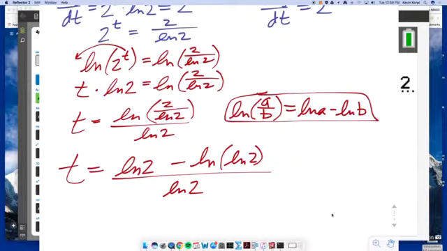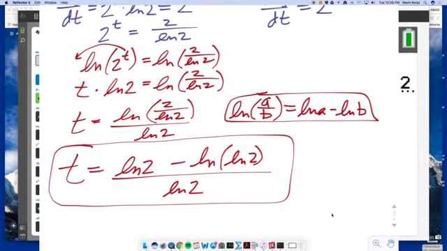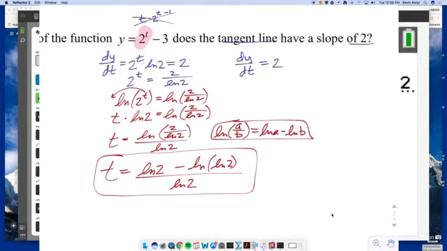And again, nothing divides out, unless you want to split up the terms and call it 1 minus, but I'm just going to leave it like that. So this is the exact answer. Now what I want to do is verify it.